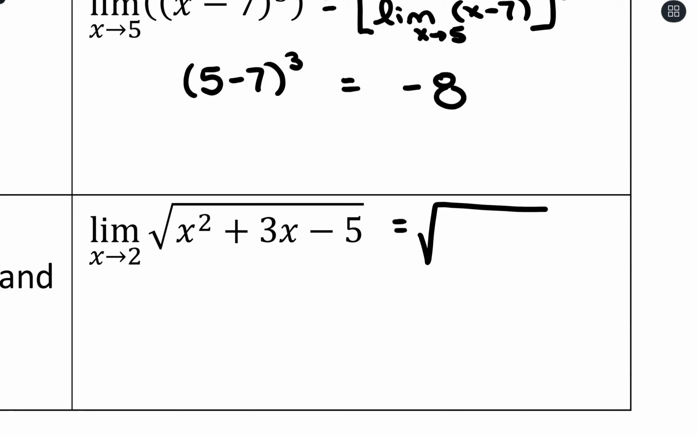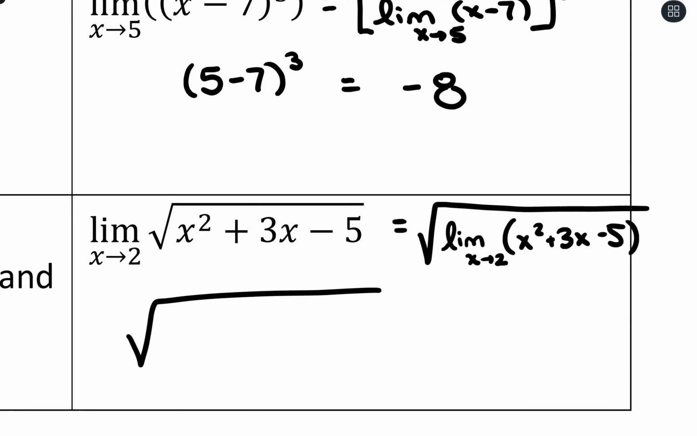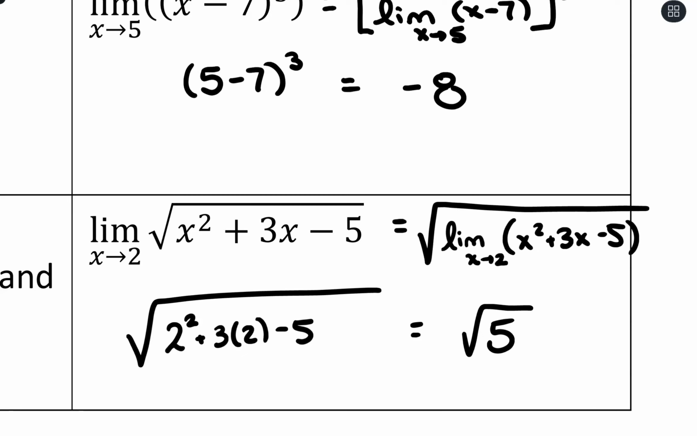So what we're going to do is take the radical at the end and just evaluate that limit as x approaches 2 of x squared plus 3x minus 5. And what that will look like is the square root of 2 squared plus 3 times 2 minus 5. So 4 plus 6 is 10, minus 5 is 5, so square root of 5.